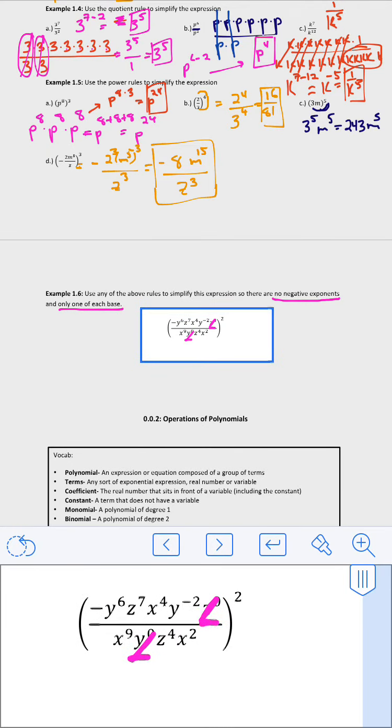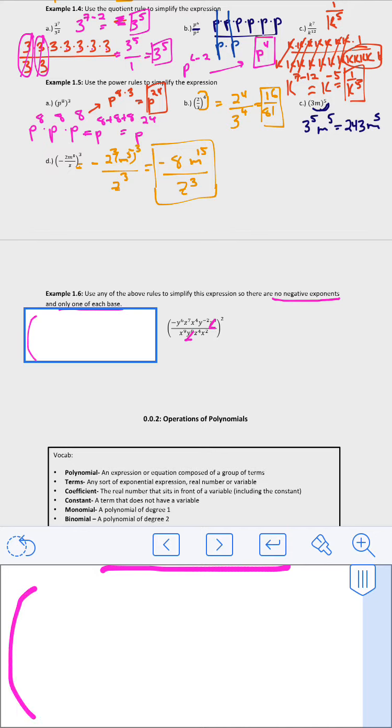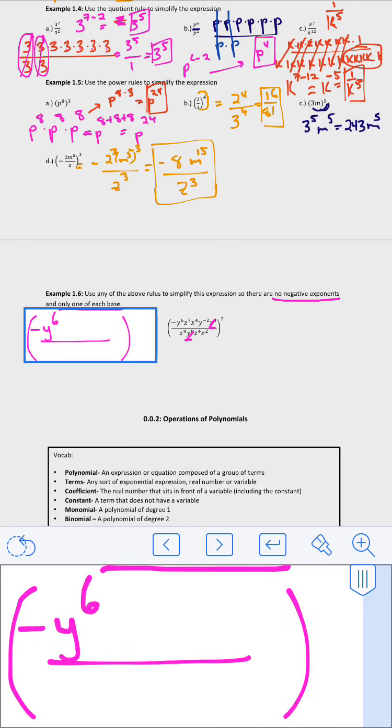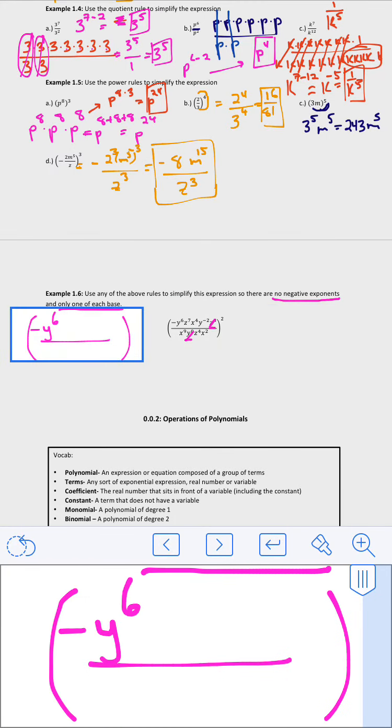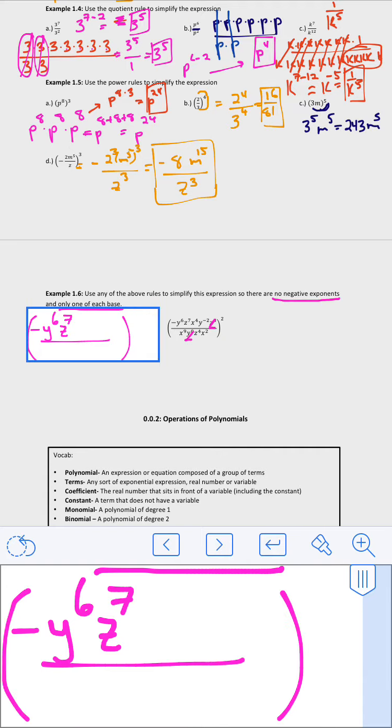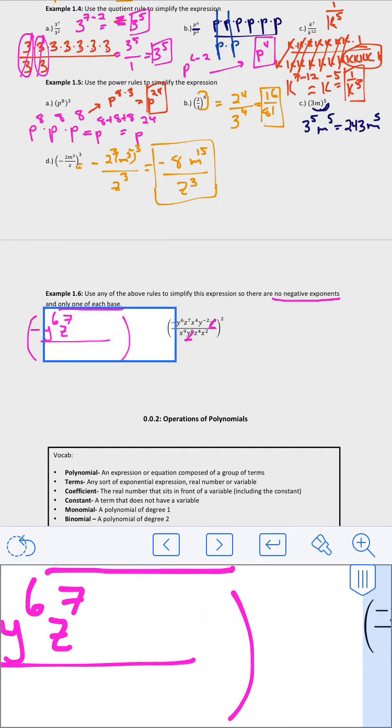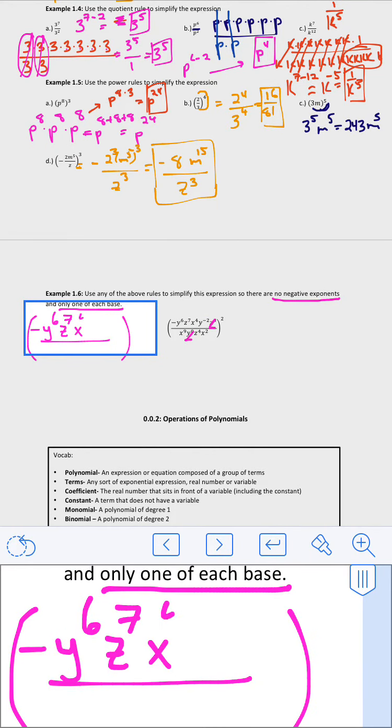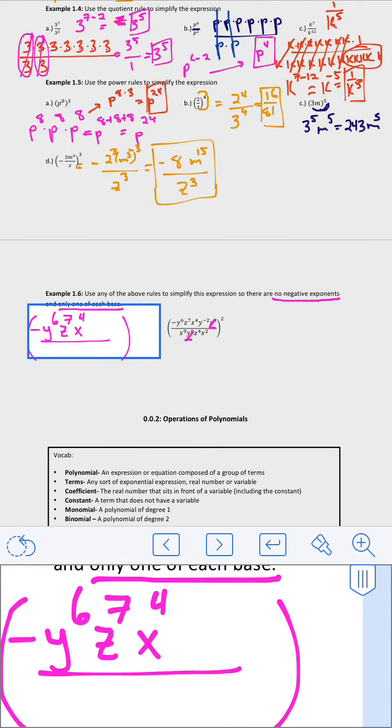So I've got left over, big old parentheses, fraction, negative y to the 6th, z to the 7th. And I really should put a pause when I say that, right? Negative times y to the 6th, because that's not in parentheses, right? There isn't a negative y being raised to the 6th. It's negative version of y to the 6th. That'll be important later. x to the 4th, y to the negative 2.